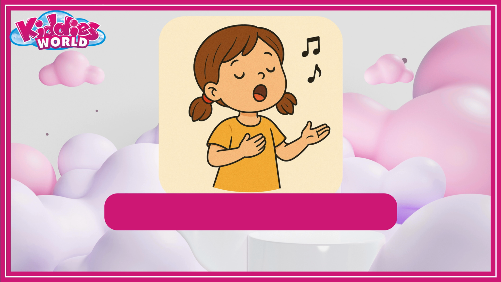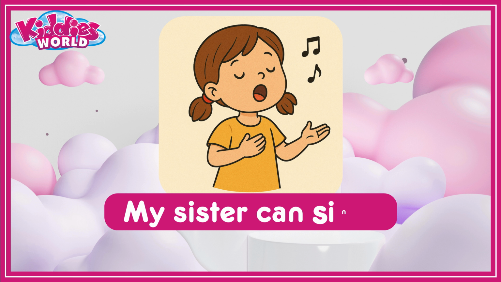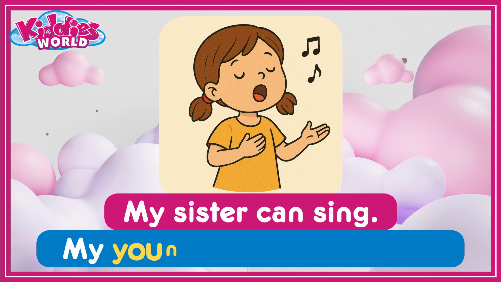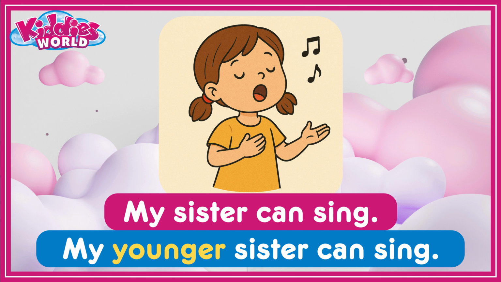Let's look at this sentence. My sister can sing. But here's a question. What if I have more than one sister? Then how will you know which sister I'm talking about? Let's fix that. My younger sister can sing. Now it's clear. We're talking about the younger one, not the older one. What did we do? We added the word younger. It's an adjective, a word that tells us more about a noun.